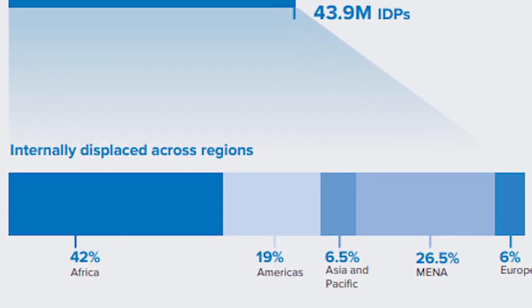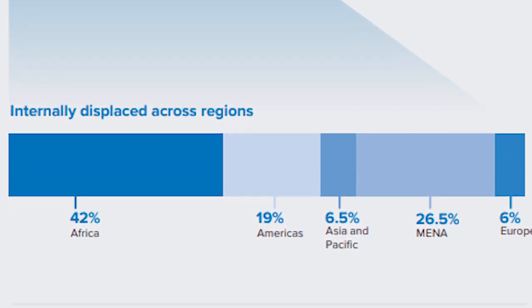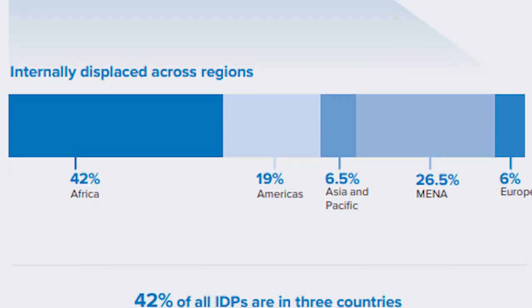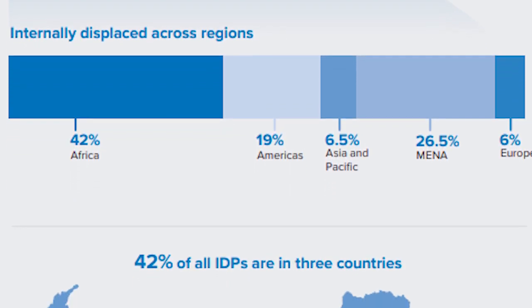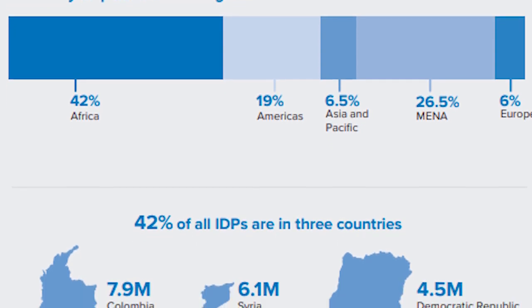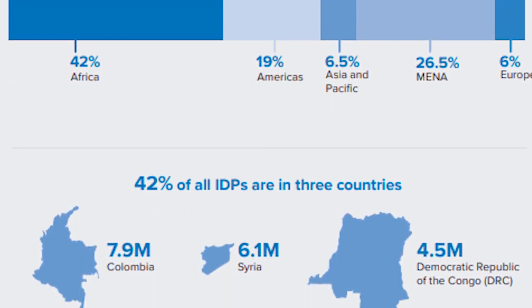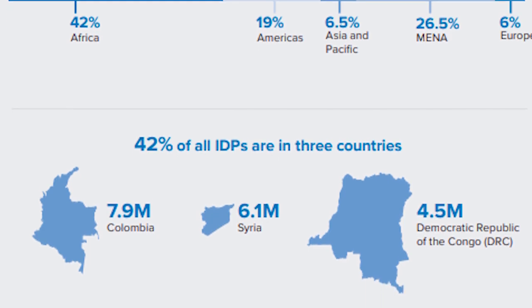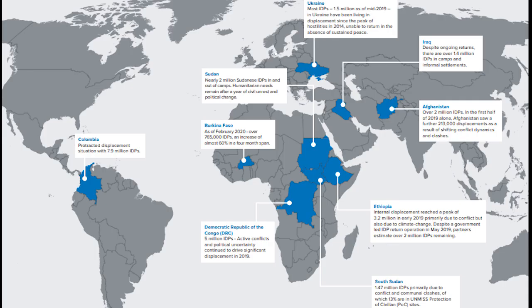The principles also reaffirm that national authorities have primary responsibility to ensure that the IDPs' basic rights are met, and that those authorities should accept international assistance when they do not have the capacity to provide assistance and protection to IDPs themselves. In mid-2019, the United Nations High Commissioner for Refugees reported that there were 43.9 million IDPs in the world. 42% of all IDPs that year were located in 3 countries: Colombia, Syria, and the Democratic Republic of Congo.